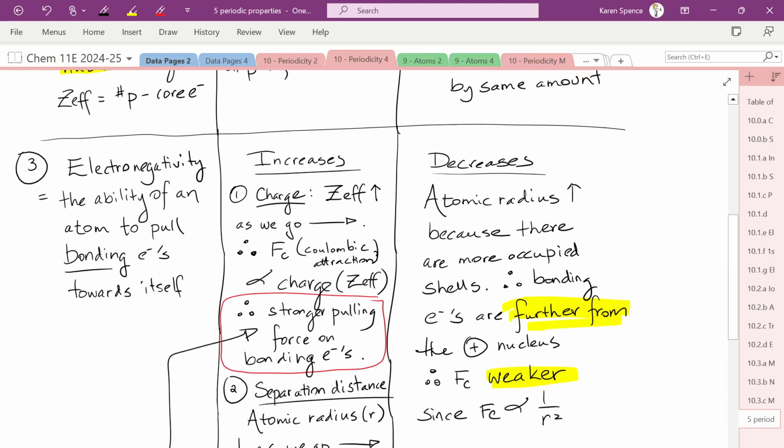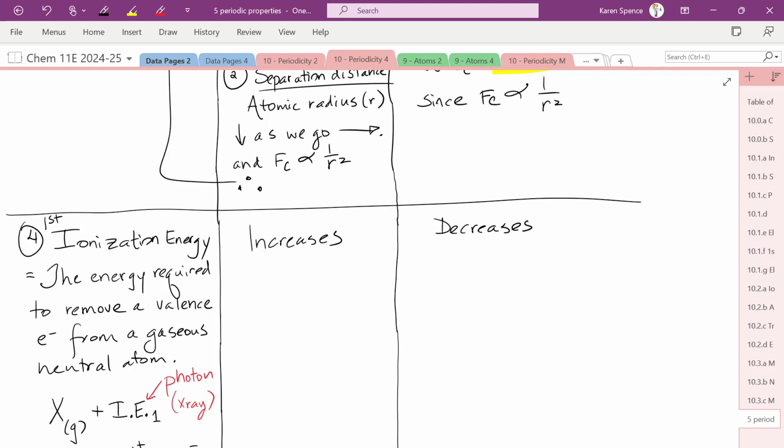And what happened to electronegativity? It decreased. And you know what? The argument for them is basically the same. The only thing is you don't have the same conclusion. You don't have, therefore, it's a stronger pulling force on the bonding electrons, because ionization energy has nothing to do with bonding electrons, right? It's got a stronger pulling force on the valence electron, therefore it requires more energy to remove it. So it's the same argument, right?